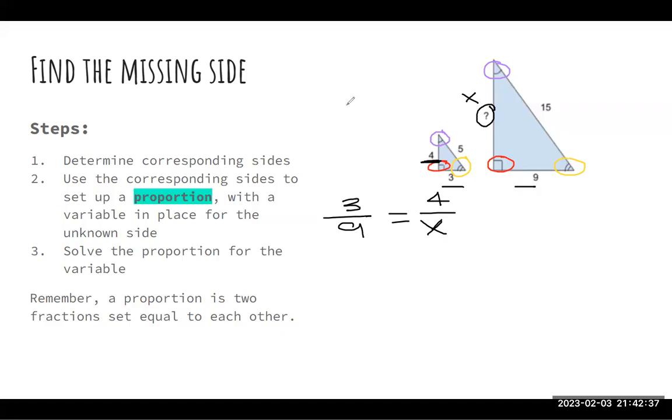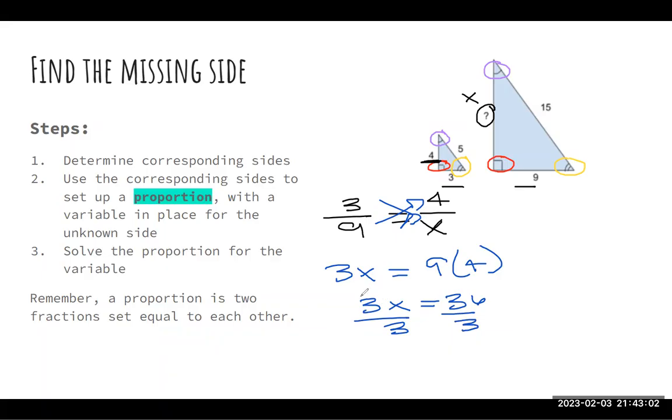Now, whenever you have a proportion, remember that we are going to cross multiply. So we are going to do 3 times x is equal to 9 times 4. Well, 9 times 4 is 36, so 3x equals 36. We are now going to use those inverse operations that you learned back in an earlier module. We are going to divide both sides by 3. Those 3's cancel. 36 divided by 3 is 12. So we know our unknown side is 12. Okay, so that's how we're going to find the missing side.